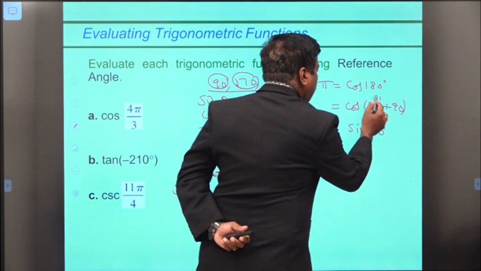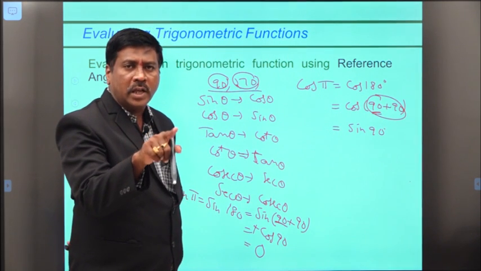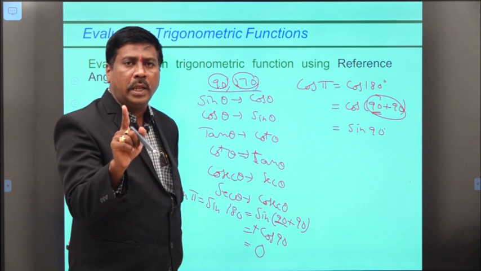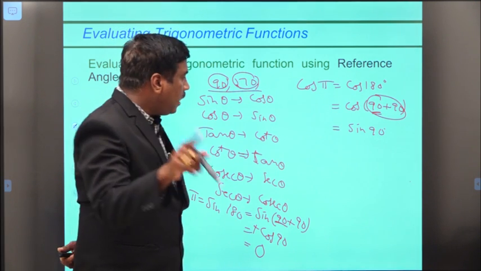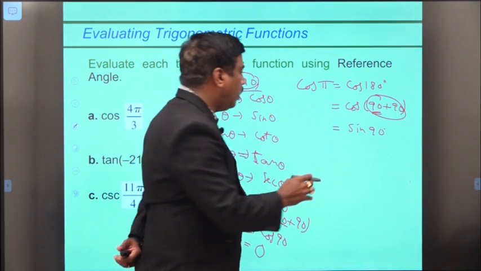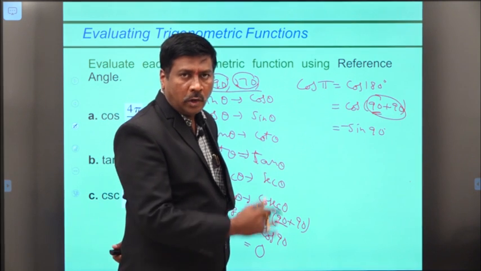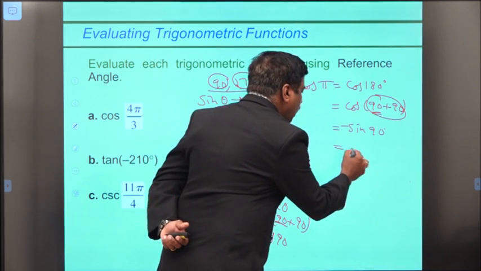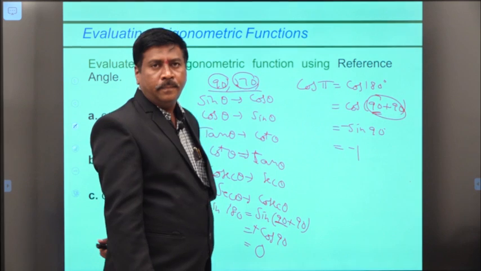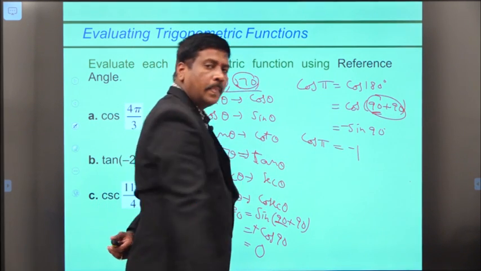But 90 plus theta is the second quadrant. In that second quadrant, as I explained previously with all silver teacups, sine is positive and cos is negative. So here it is minus of sin 90. Please keep this in your mind. Then sin 90 value is 1, so cos pi is minus 1. Likewise you have to find the cos pi values.